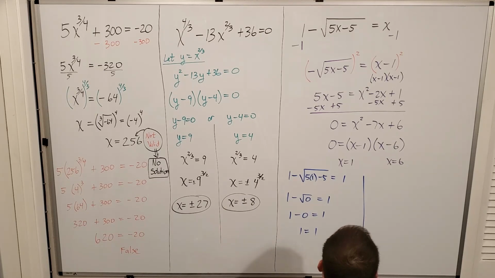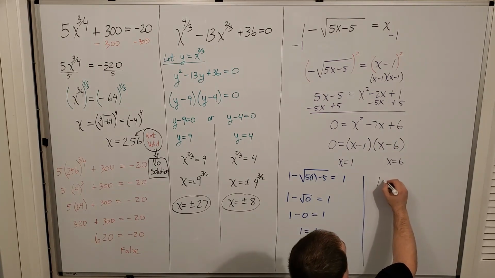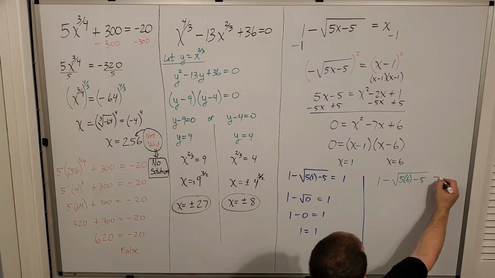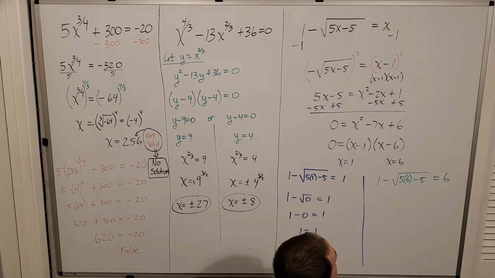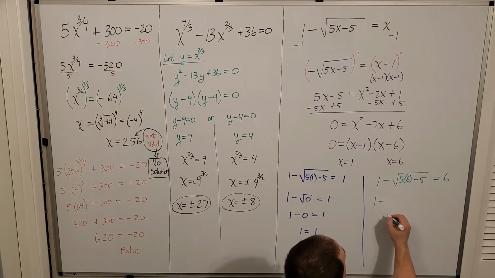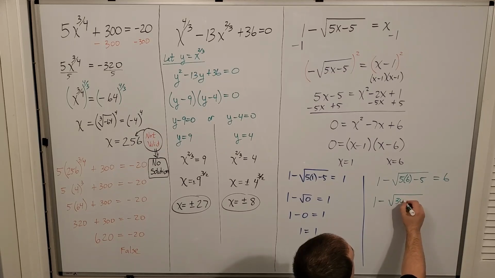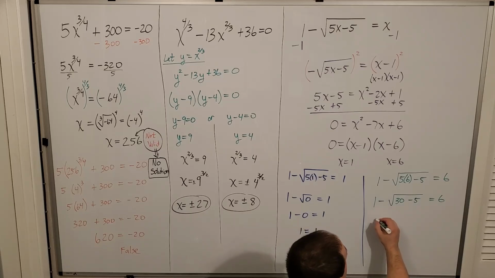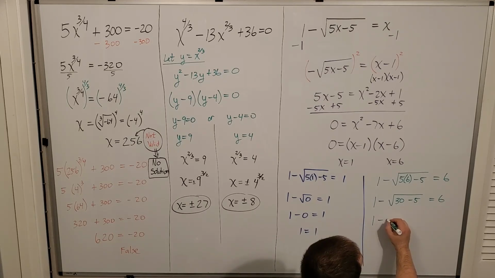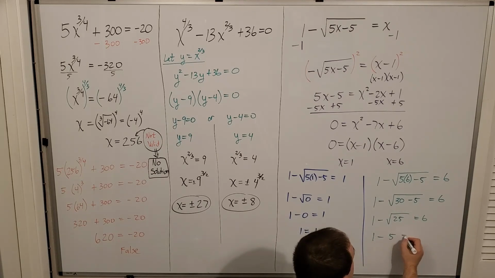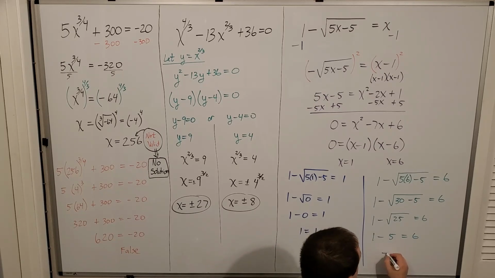On the other side, I have 1 minus square root of 5 times 6 minus 5 is equal to 6. Right? Because I'm plugging in that on both sides. So then I have 1 minus the square root of 30 minus 5 is equal to 6. And 1 minus the square root of 25 is equal to 6. Which tells me 1 minus 5 equals 6, which tells me negative 4 is equal to 6, which is false.